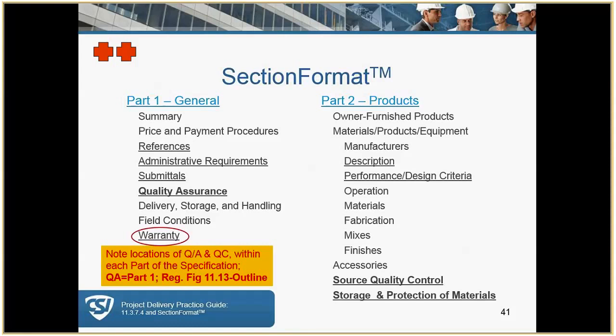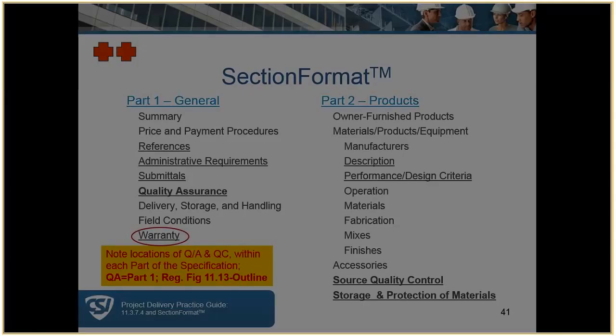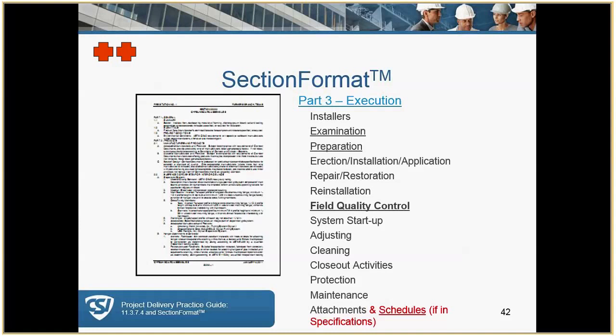Part 3 deals with the installation requirements and execution for the work. And important to note, and this is going to be on the exam, fuel quality control is in this part. And these provisions of the specification are not meant to dictate means, methods, techniques, sequences, and procedures, which are totally in the purview of the contractor.